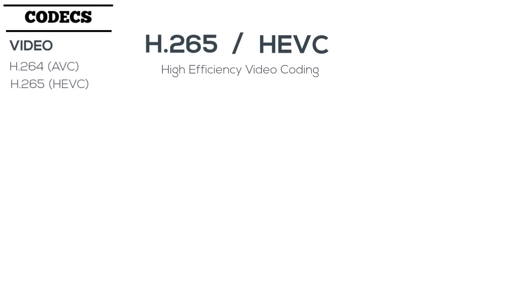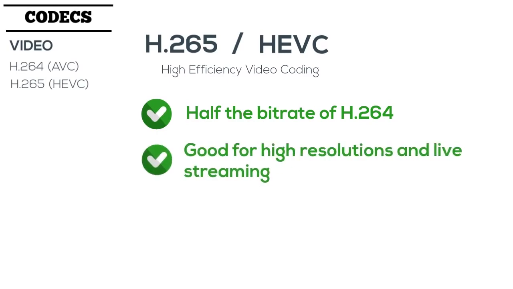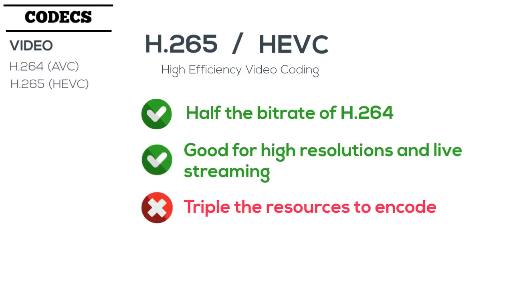This codec delivers on its name, with a compression rate that is almost double that of H.264. This means that a file encoded with HEVC is going to be at least 50% smaller than a file encoded in AVC. This is extremely beneficial for resolutions above 2K, as well as video streaming. The flip side of HEVC is that it's much more complicated to encode, requiring triple the resources for the video to be prepared for playback.